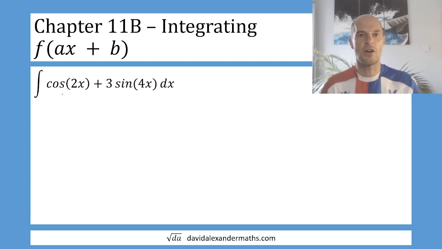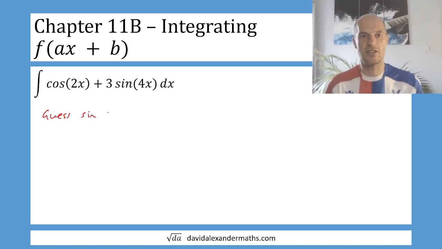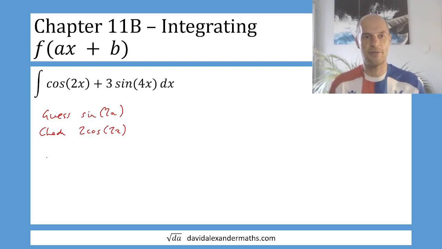Okay, so here we've got two functions going on. So we're going to have to do 2 guesses and 2 checks. So we know that sine differentiates to cos, so I'm going to guess it's sin 2x, but when I perform my check, that will give me 2cos 2x, which is twice as big, so therefore I'm going to have to halve it, so that's going to be 1/2 sin 2x.